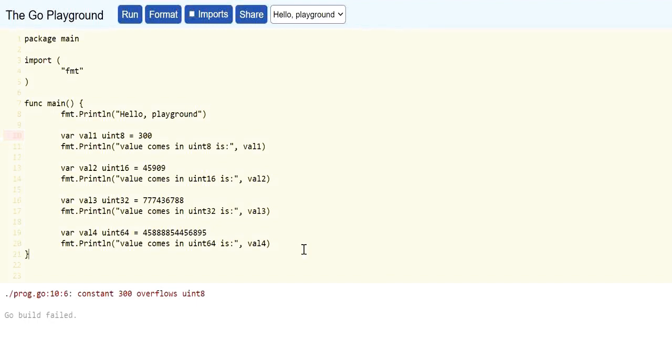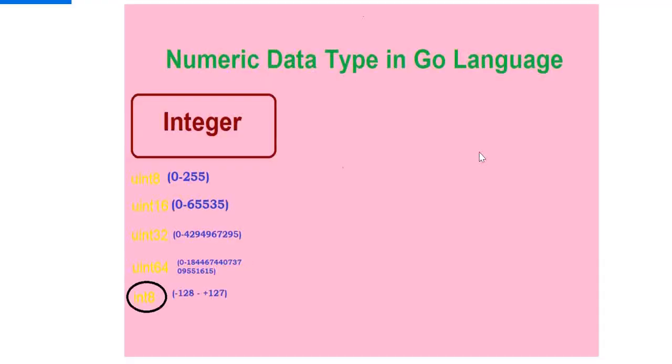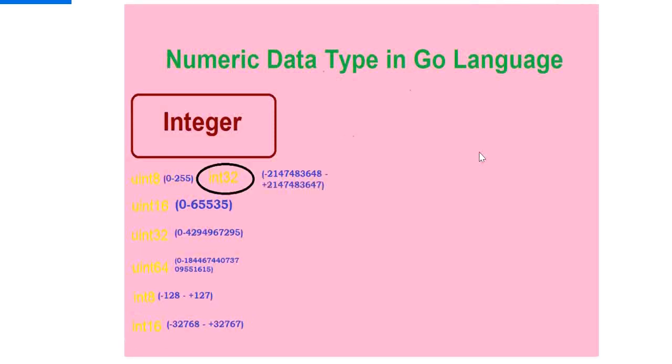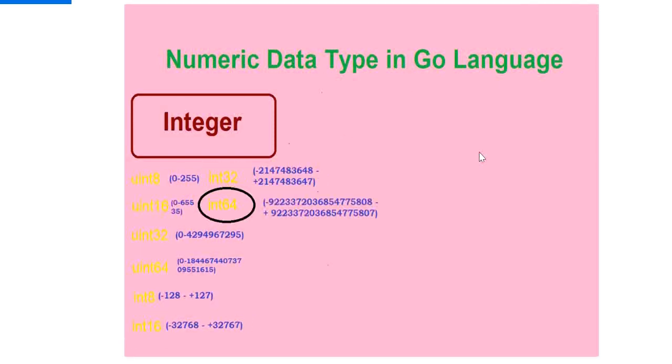Coming to the signed integers, we have 8-bit signed integers having a range of -128 to +127. That means minus 2 to the power of 7 to plus 2 to the power of 7 minus 1. Next, 16-bit signed integer, with a range of minus 2 to the power of 15 to plus 2 to the power of 15 minus 1. Next is 32-bit signed integer, and the next is 64-bit signed integer.